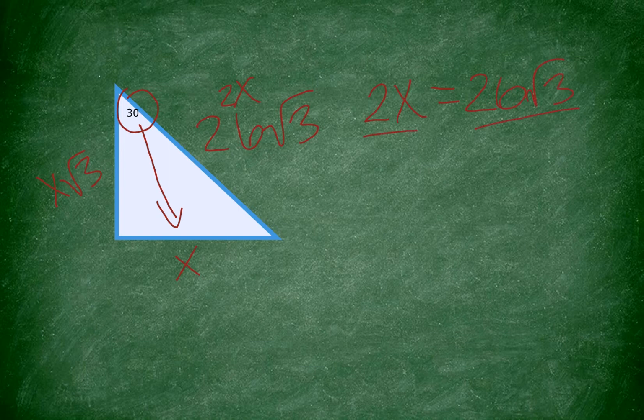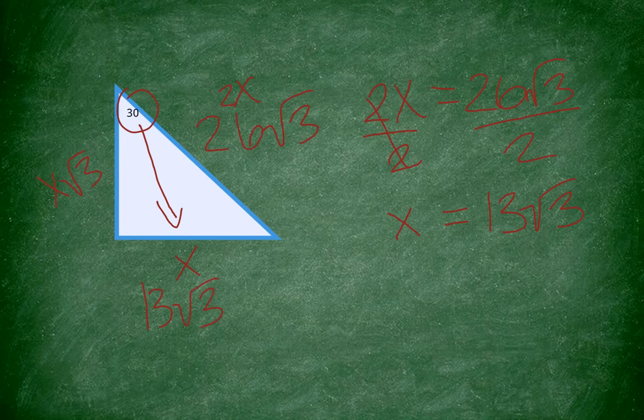And I want to get rid of that 2, so I divide both sides by 2, and I'm left with X equaling. Now we have to remember what the rules of division are when we have a radical involved, and that is the whole numbers divide and radicals divide. Well, I don't have a radical in the denominator. All I have is this 2. So 26 divided by 2 is 13. So X is actually going to be 13 square root 3.